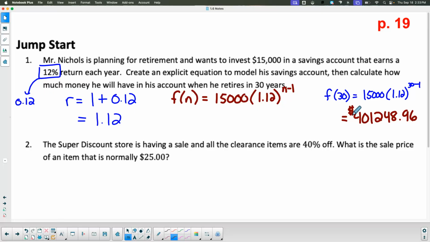Awesome. Okay. Question number 2. The super discount store is having a sale and all the clearance items are 40% off. What is the sale price of an item that is normally $25? If an item is 40% off, that means you're paying how much, Brady? If you're taking 40% off the top, how much left do you have to pay?